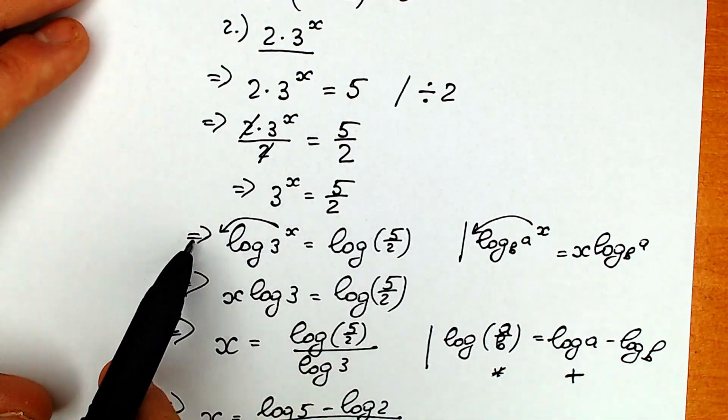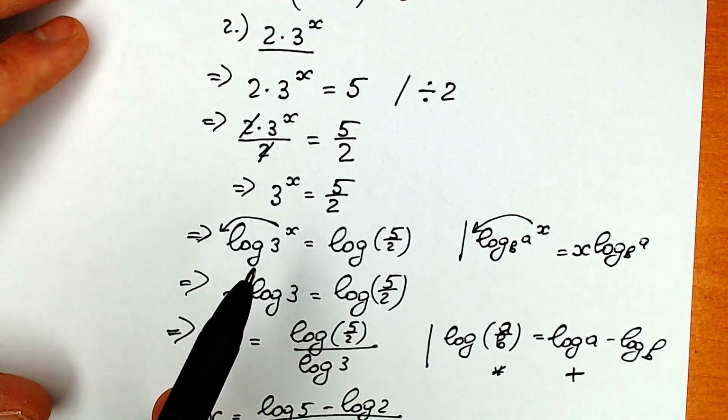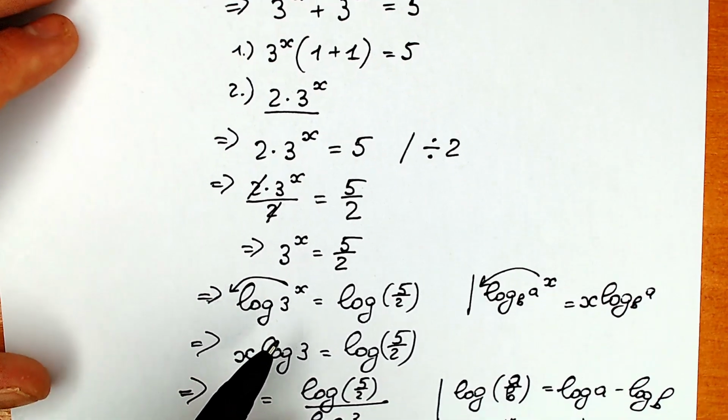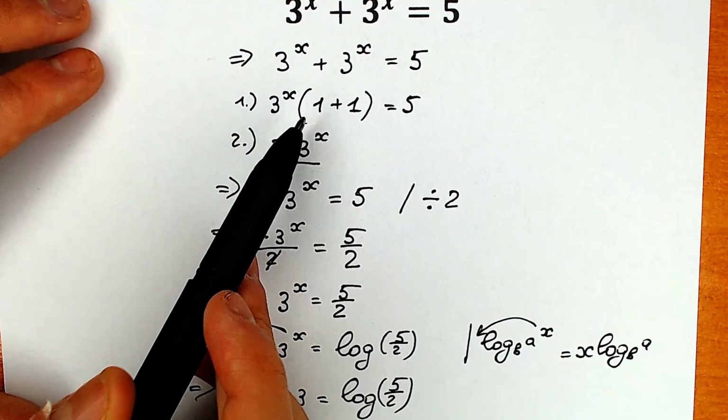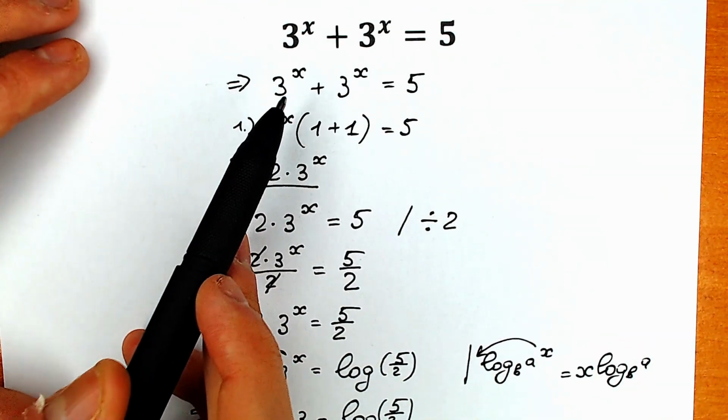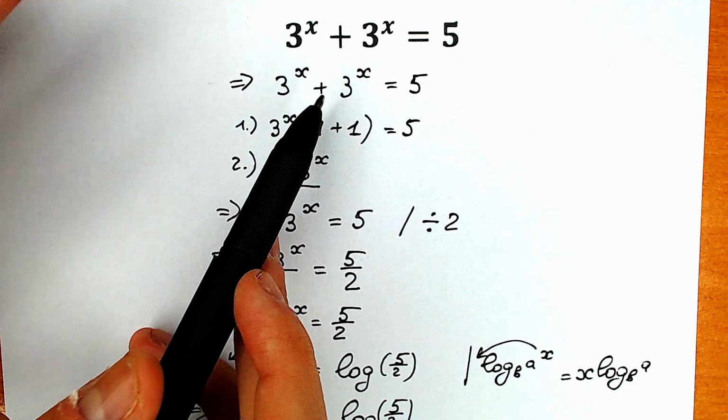To be honest, this one is the best way to solve it with the log, apply log on both sides, and we have our answer. But first of all, this tricky move, don't forget that we have the same expression, 3 to the x plus 3 to the x. This is equal to 2 times 3 to the x.